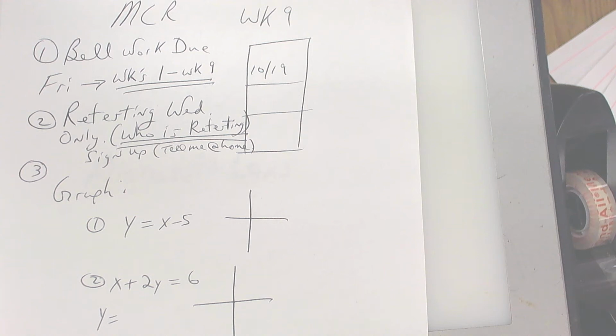Okay, hello, good morning. We're in week 9. All your bell work is due this Friday through Sunday. And understand that it's weeks 1 through 9, so there should only be 9 pages. It has to be clearly labeled with your name, date, and period. And week 1 is on top, and week 9 is on the bottom.